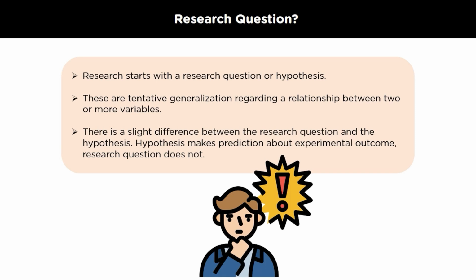A research question is a specific concern that you will answer through your research. It is derived from a research problem but is based on a study design. When you narrow down a research problem to a specific idea that points towards a feasible way to investigate or address the research problem, you will get a research question. Now, what you should really take care of is that there is a slight difference between a research question and a hypothesis. A hypothesis makes a prediction about an experimental outcome, whereas a research question does not.